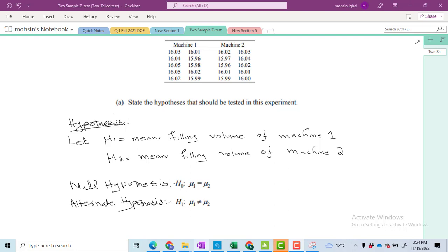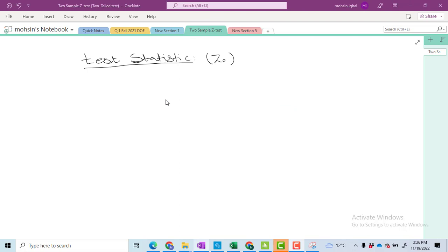In the null hypothesis, please remember that we always keep the equality sign. We say that the means of both machines are equal, or the mean filling rates of both machines are equal. Whereas in the alternate hypothesis, the thing which we want to prove is always kept. So we say that the mean filling rate of machine 1 is not equal to the mean filling rate of machine 2. The next thing we want is our test statistic z0.